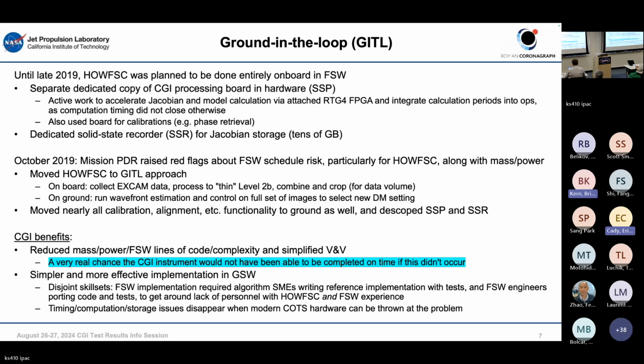We actually had two pieces of hardware in the plan that were entirely dedicated to nothing but HOFUS. There's a processing board that would do computations, particularly Jacobian computations, which were taking tens of hours, if not north of 100, just because of the limitations of the hardware that was space qualified at the time. We did other things on there too, some of the calibration work that was talked about previously. And we had a dedicated solid state recorder.